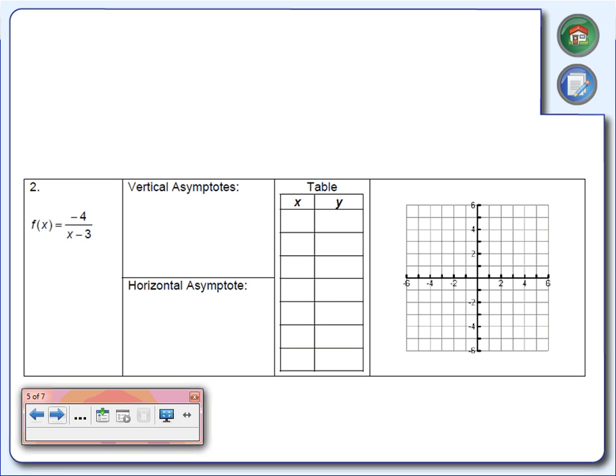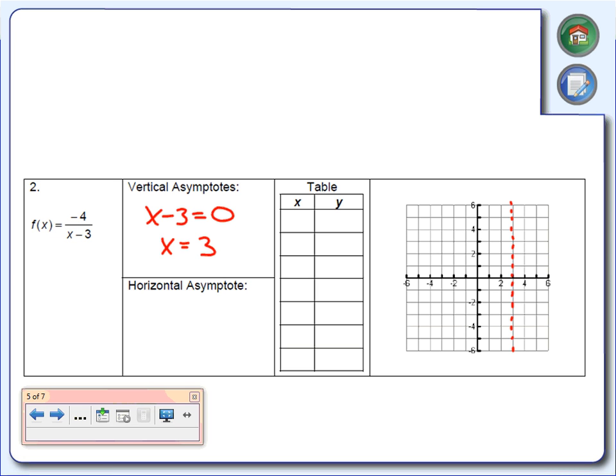All right, let's keep going here. Number 2. Again, the first thing we're going to start with is finding the vertical asymptote. So I'm going to take my denominator, I'm going to set it equal to 0, and I'm going to solve it. So if I solve that, all I got to do is add 3. So 0 plus 3 is 3. So x = 3 is my vertical asymptote. So I'll come over here and draw that right now. There's the vertical asymptote.